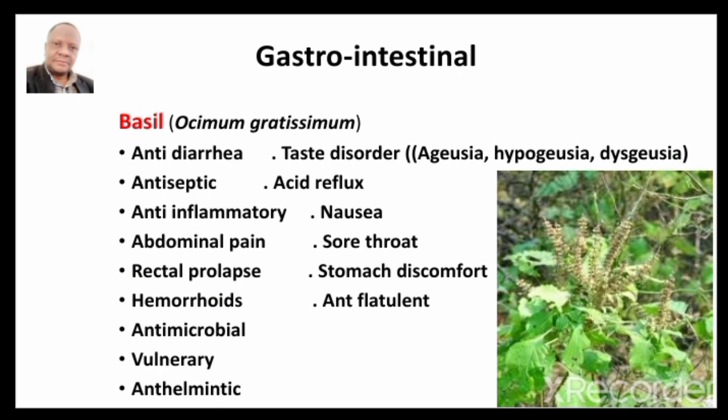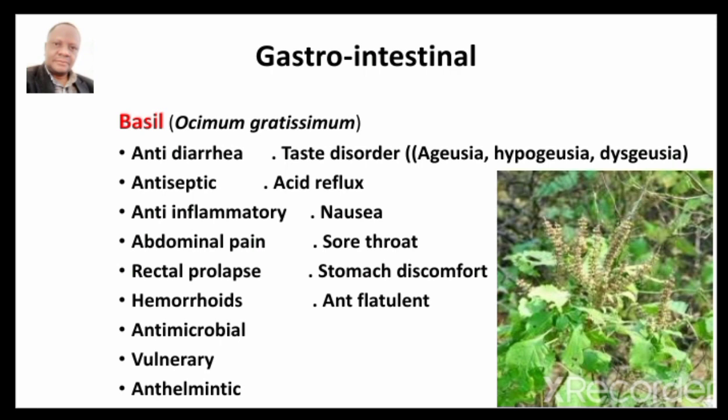Basil, Ocimum gratissimum, also called Ephiri or Nchuang, can be used to treat diarrhea. It has antiseptic property. It reduces inflammation. When you're having abdominal pain, it helps. When you suffer from rectal prolapse or hemorrhoids, the fresh leaves can be mashed and inserted in the anus at night, daily, to help that condition. It has antimicrobial action, fights germs, heals wounds generally, and it also expels intestinal worms. That's what we mean by anthelmintic.